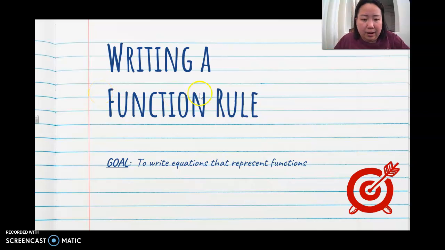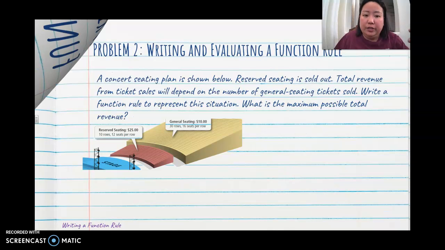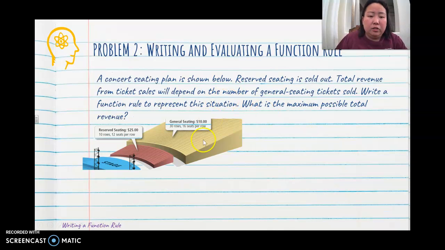All right, continuing our discussion on writing function rules, this time there will be another step involved. So we will be writing and evaluating a function rule. We will put in some values from the function rule that we will be coming up with. For example, we have a concert seating plan, shown below.